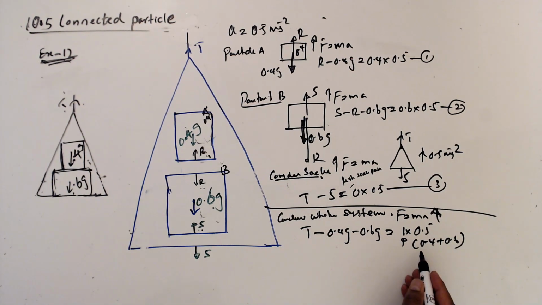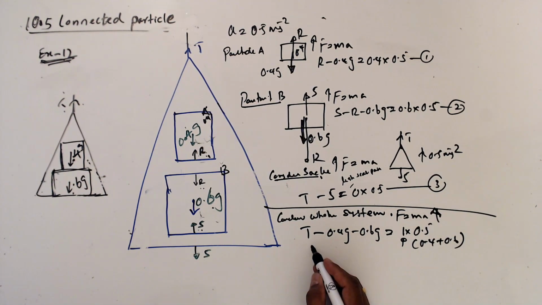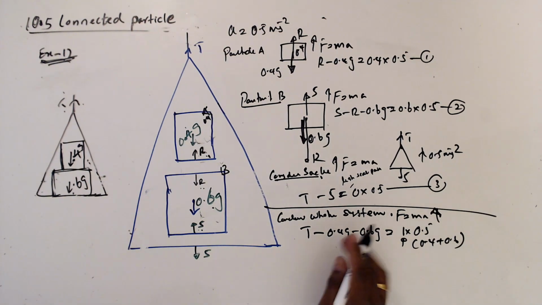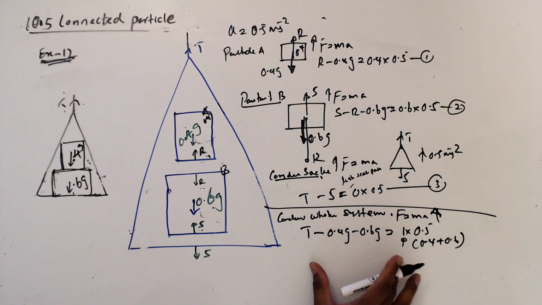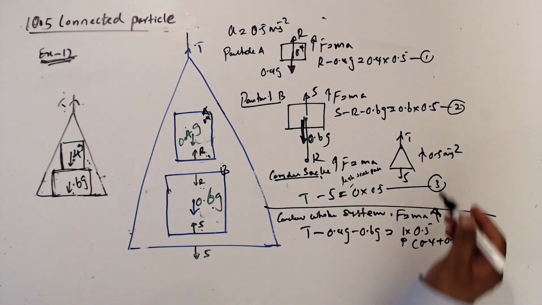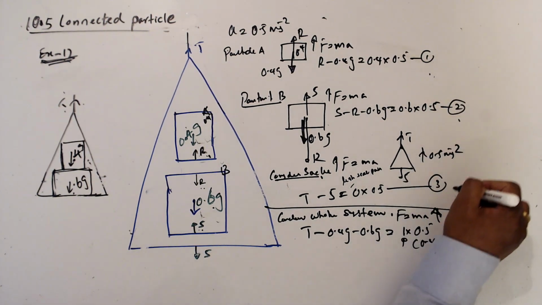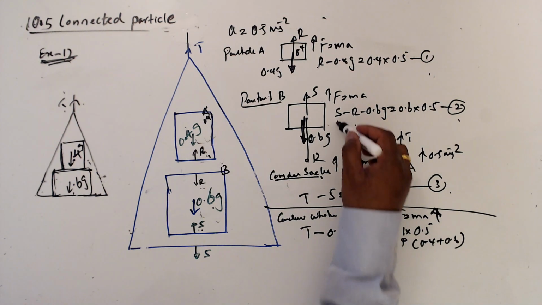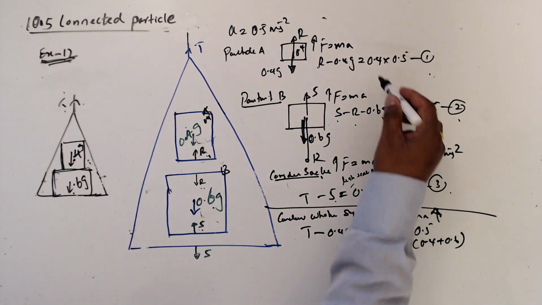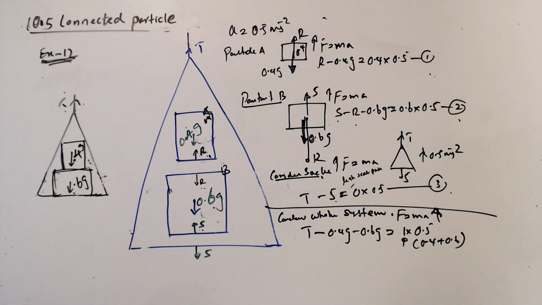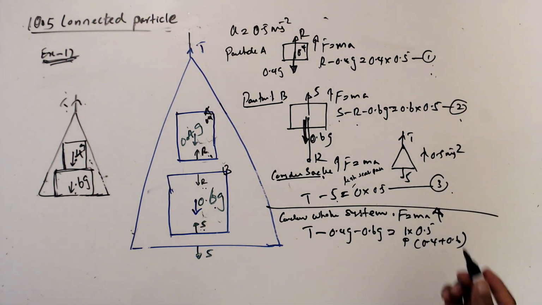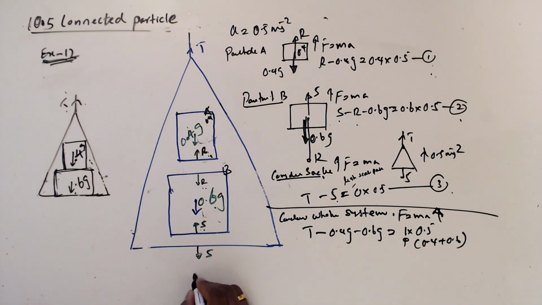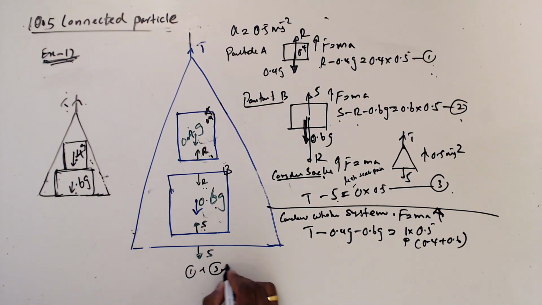So from here you can get the tension straight if you consider the whole, or you will get the same answer when you add 1 plus 2 plus 3. You can see R and R cancel out, S and S cancel out, and you will get the same answer. So I will show you if you want. Already done, 1 plus 2 plus 3.